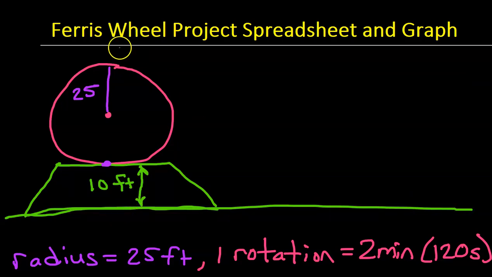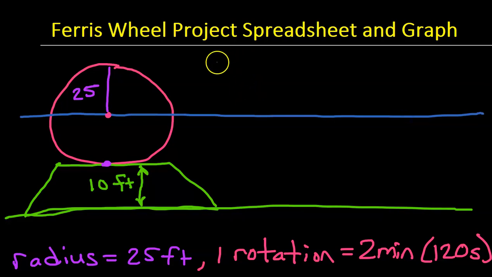So before we make the spreadsheet for the height of the rider over time, let's just see if we can come up with an equation for the height of the rider over time. So imagine that the x-axis was right here. All right, here's the x-axis. And just so it's not interfering with my picture, I'm going to put my y-axis over here.